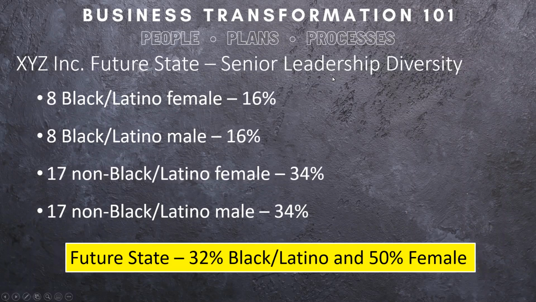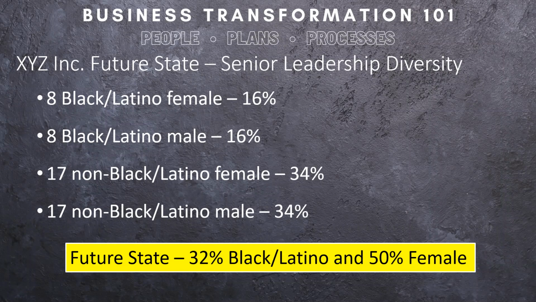Per the 2019 US Census Bureau data, the current US population is approximately 51% women and 33% Black/Latino. This means the 50 individuals on the XYZ senior leadership team would break down as follows if the demographics of the team match those of the US general population.